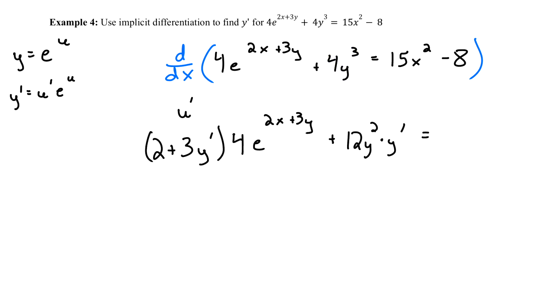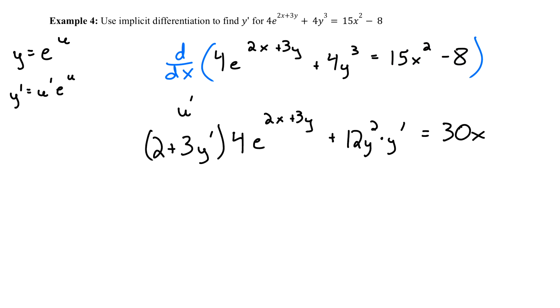Here in this case, I do have something that's non-zero over there on the right-hand side of my equation, so I am going to have to take the derivative of that. 15x squared would just be 30x. And then negative 8, that's a constant, so its derivative is 0. So this is what I've got right now: 2 plus 3y prime, all of that times 4e to the 2x plus 3y power, plus 12y squared y prime is equal to 30x. Whew.